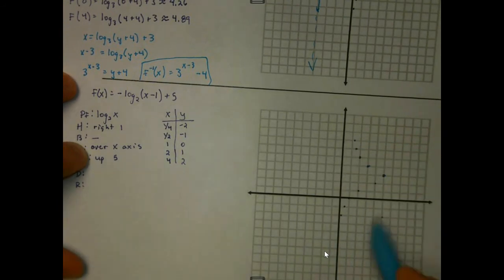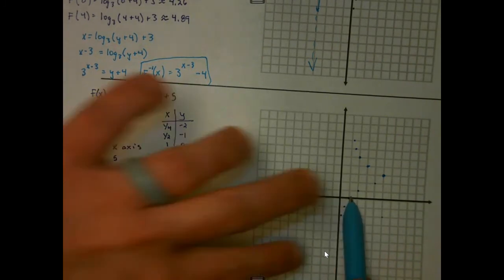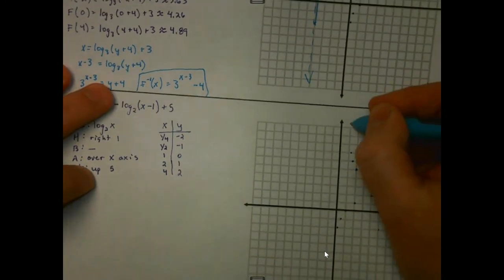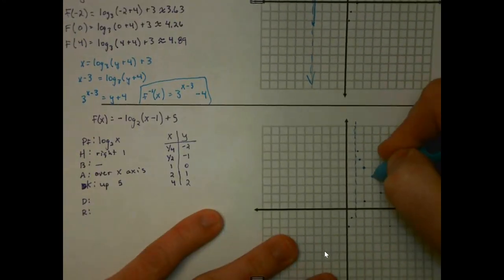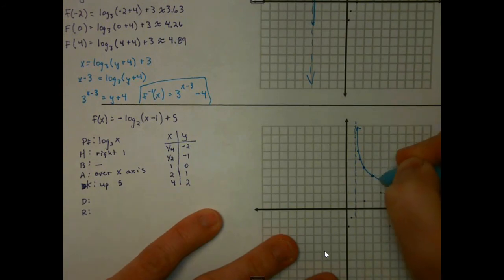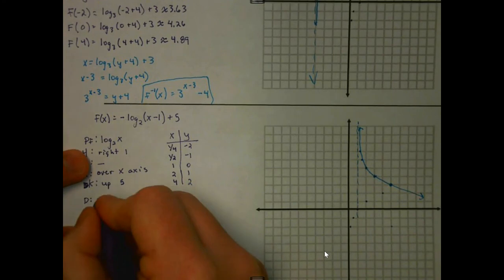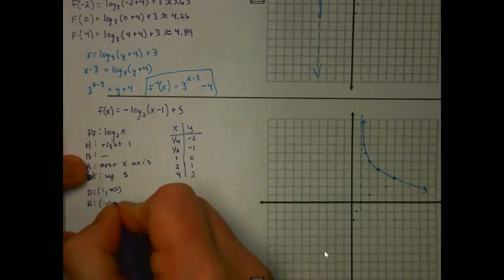Do the same thing with your asymptote. It goes right 1, flips over the x-axis, so it actually flips but lands on itself, and go up 5. You can't see that. So here's my vertical asymptote. So we connect the dots here, like so. Our domain would be 1 to infinity. Our range is all reals.